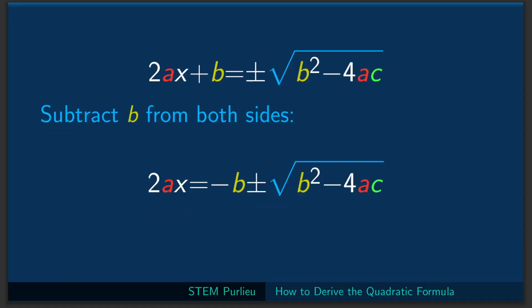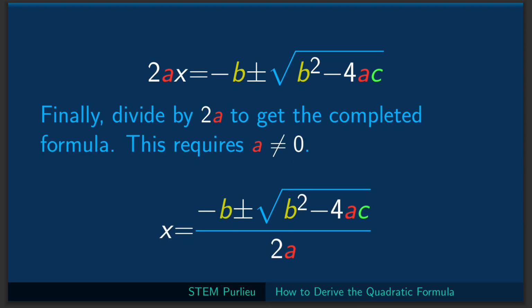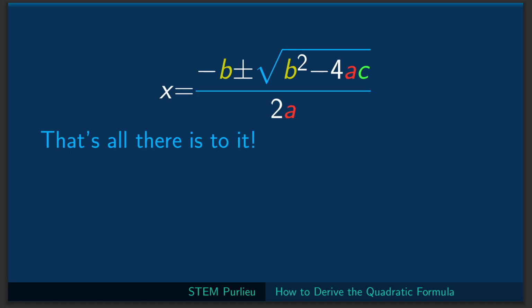Subtract b from both sides, then we get 2ax equals minus b plus minus the square root of b squared minus 4ac. Then, finally, we divide by 2a. This requires a is not equal to 0. And then we have derived the quadratic formula. x equals minus b plus or minus the square root of b squared minus 4ac all over 2a. That's all there is to it.